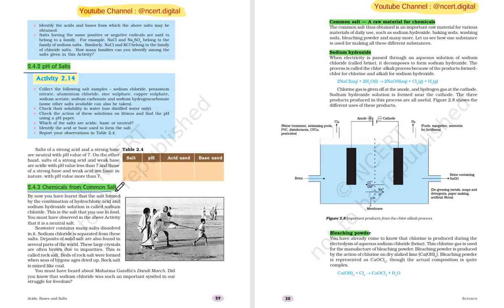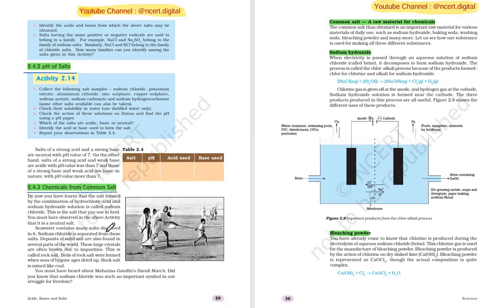2.4.3 Chemicals from common salt. Table 2.4: Salt, pH, acid used. By now you have learnt that the salt formed by the combination of hydrochloric acid and sodium hydroxide solution is called sodium chloride. This is the salt that you use in food. You must have observed in the above activity that it is a neutral salt.